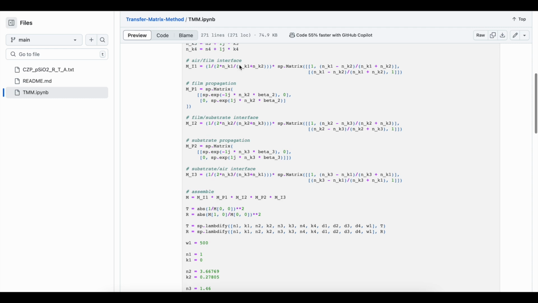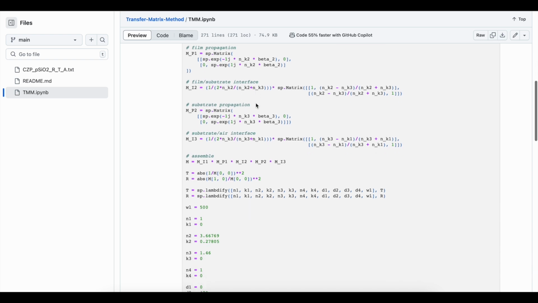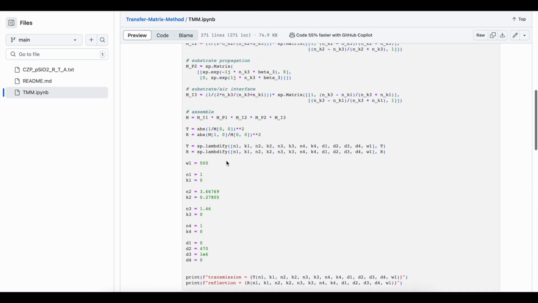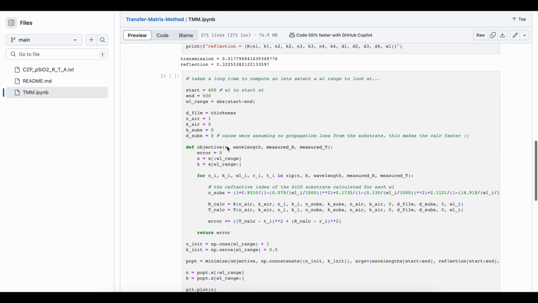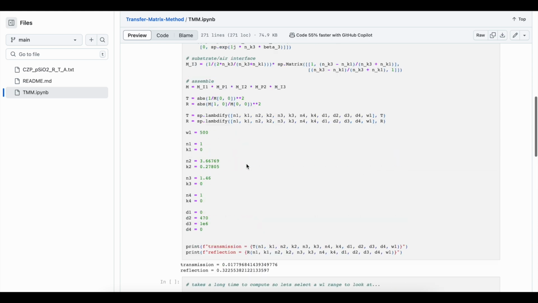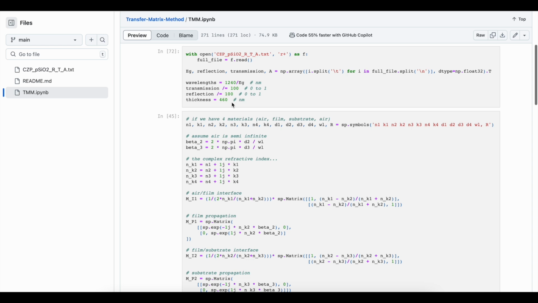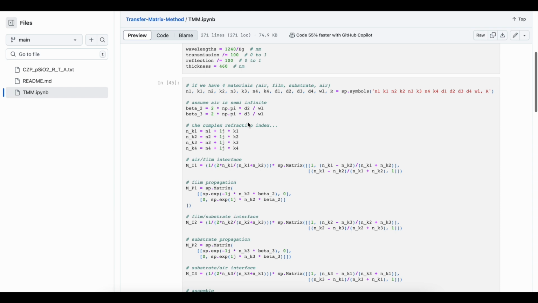So let's see how this is. There's the film interface matrix, the film propagation matrix, substrate film interface matrix, substrate propagation matrix, and substrate air interface matrix. So we assemble all of these together, and then we have our transfer matrix. I'm using a symbolic library, SymPy, to do this. Right here we're converting the energy into wavelengths, and we know the thickness of the film is around 460 nanometers.